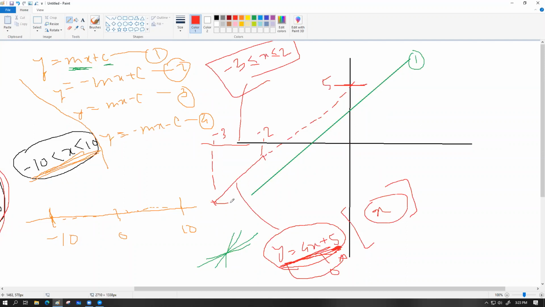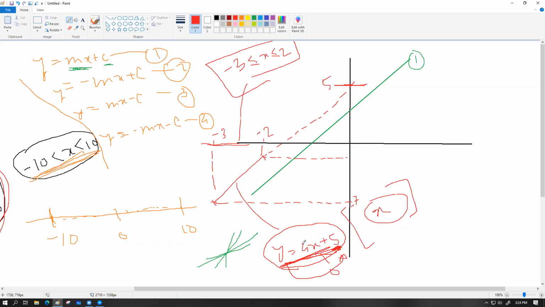So what would be the y-axis value for this point? Can we do the mental math? Place -3 over here. How much do you get? 4 into -3, -12. Plus 5, -12 plus 5, -7. So this point can be -7. And this point over here can be how much? -2. Have a look, you place the value of x equals -2.